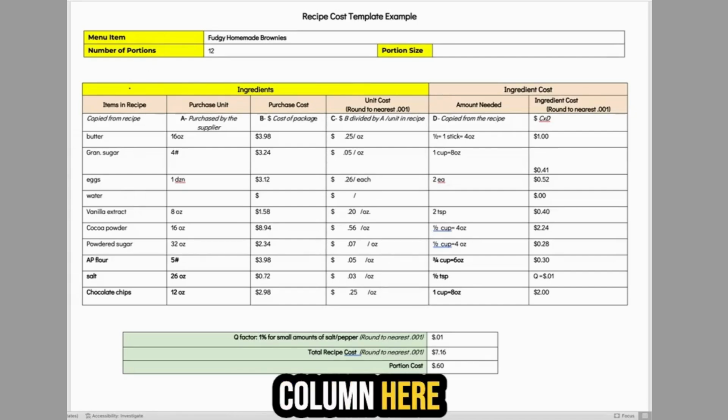In the first column here, you have items from the recipe. So you're going to find a recipe, and I would suggest finding one with nice, even sort of ingredients so you can make the math easier on yourself for the first try. So you have your butter, granulated sugar, and on down the list.